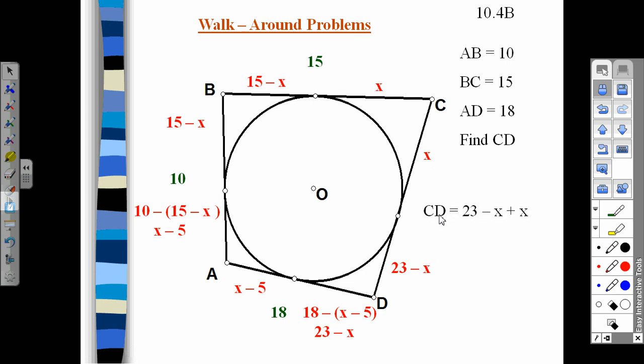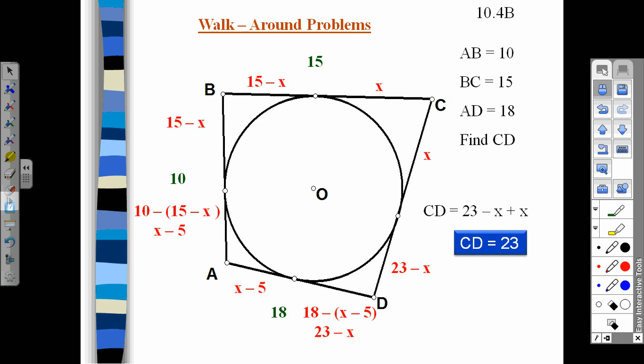So look at this. CD is going to equal 23 minus x plus x. And what happens is that these two x's cancel each other out, and you're left with CD is equal to 23. Isn't that brilliant? I love it.